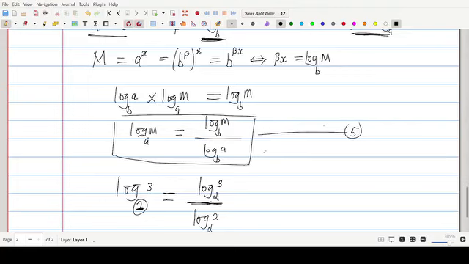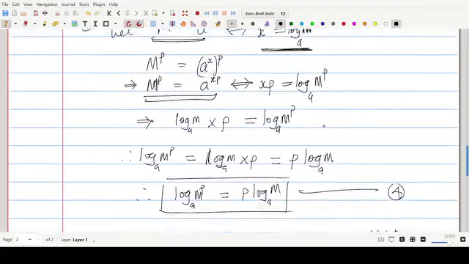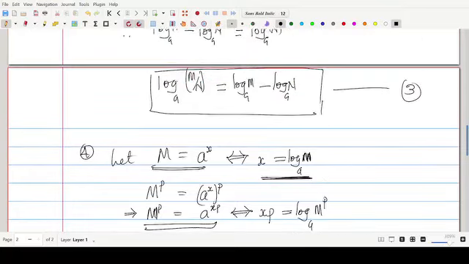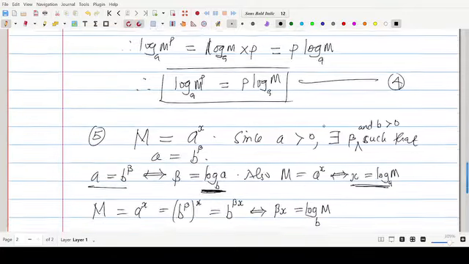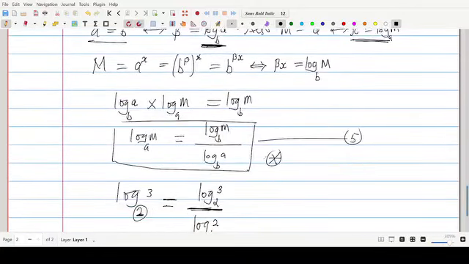So this is a law. Please don't confuse this property with the one of division. They are different things, so observe them carefully. Many students confuse them, but they are different. Take note of that. Very, very important.